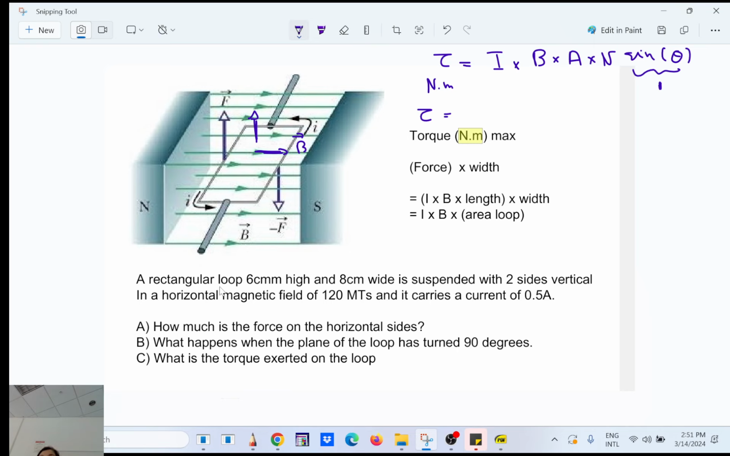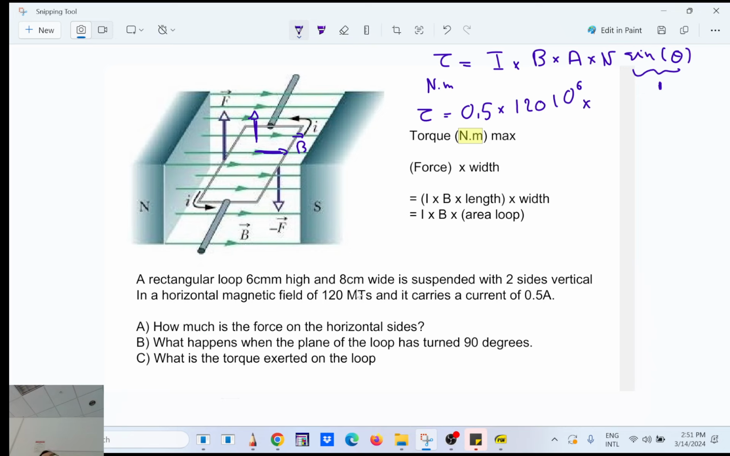How many loops do we have? Does it say that we have more than one loop? No, right? The number of loops is 1. So plug it in. The current is 0.5 times the magnetic field is 120 mega, means 10 to the 6, times the area.